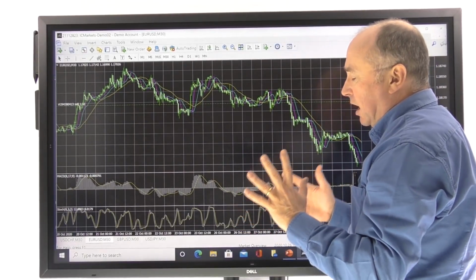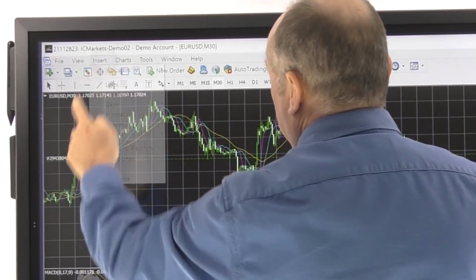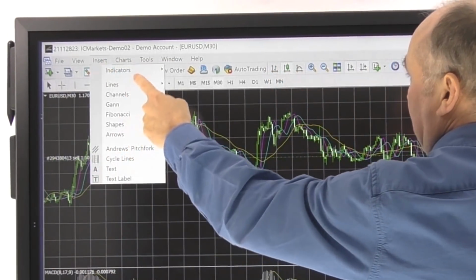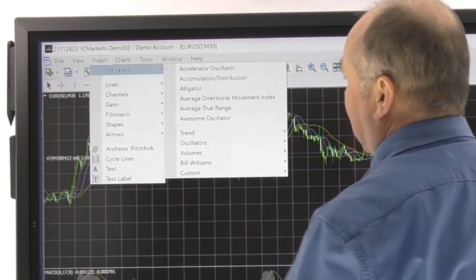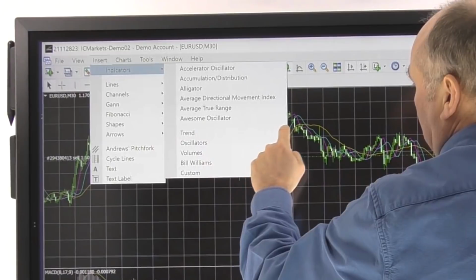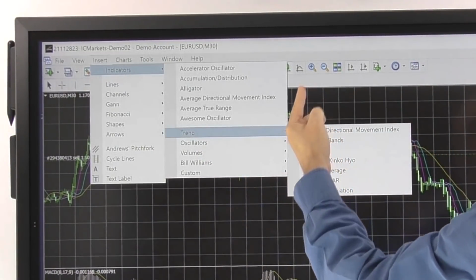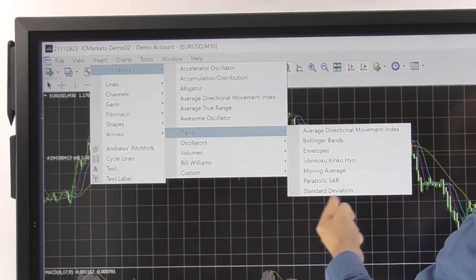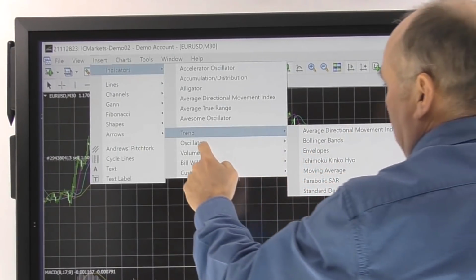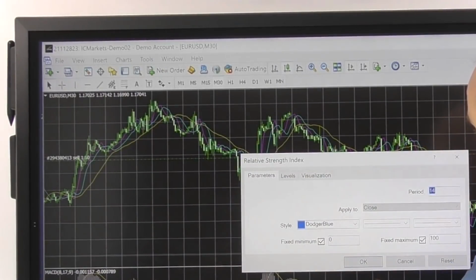You can add more indicators in here very easily by going to the insert section at the top. You'll see the section there where it says indicators, and there are the different indicators. You've got the trend following indicators. So if you click on trend, you'll see all the different moving averages and Bollinger Bands and parabolics and so forth. If you go to the oscillators, you'll see you've got the moving average oscillator, you've got the relative strength. So we might want to put in a relative strength indicator.